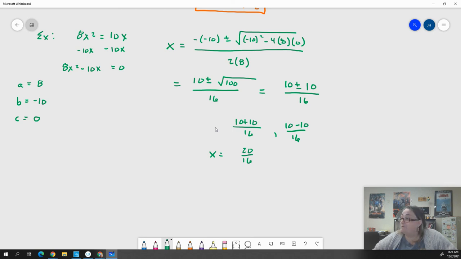No, we have to reduce it, right? They're all at least divisible by 2. I'm going to go ahead and jump in and say, hey, they're each divisible by 4, and go, this equals 5/4, for the purpose of saving a little bit of time.